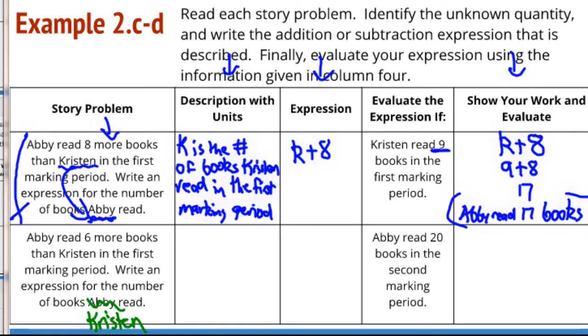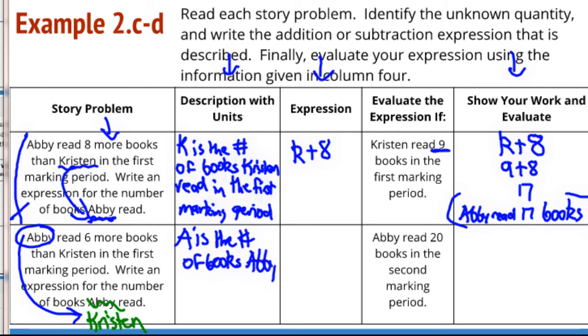All right, taking a look at the second situation here. Abby read 6 more books than Kristen in the first marking period. And write an expression for the number of books that Kristen read. So I'm going to start with Abby, and I'm going to end with Kristen. So A is the number of books Abby read in the first marking period.